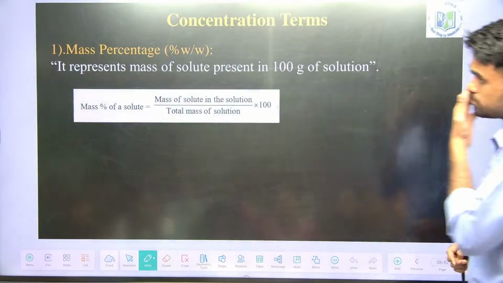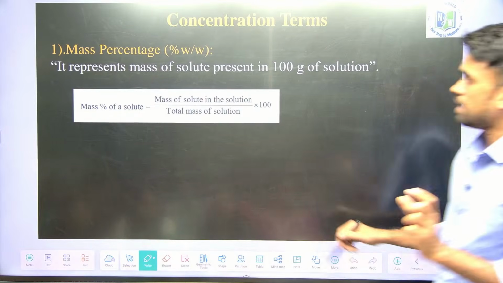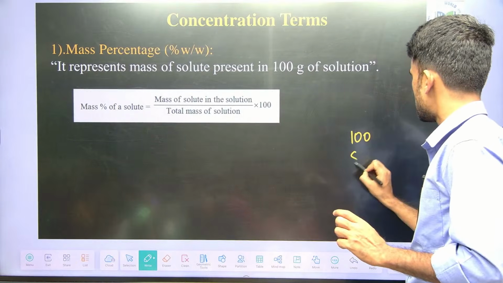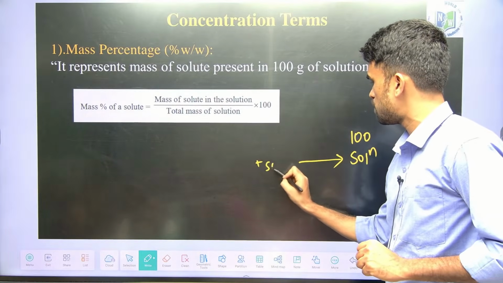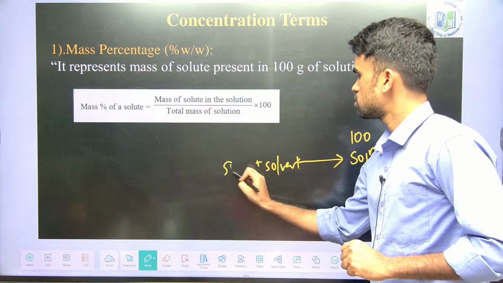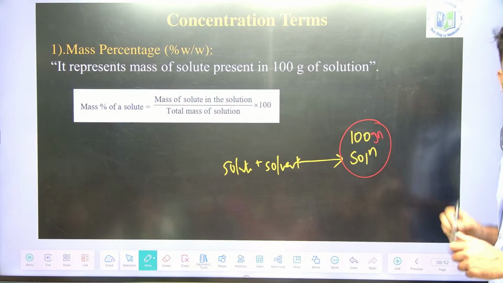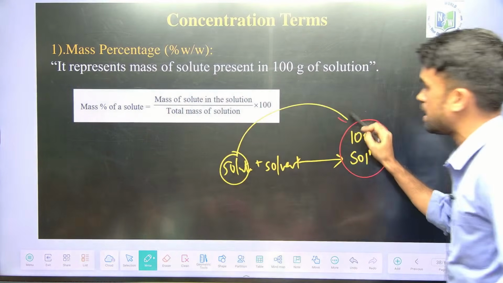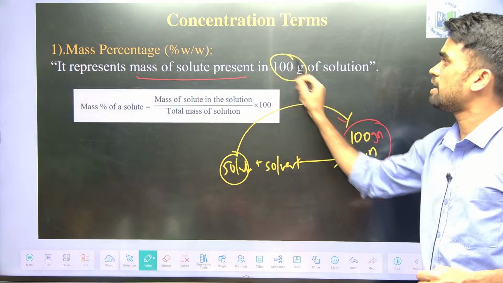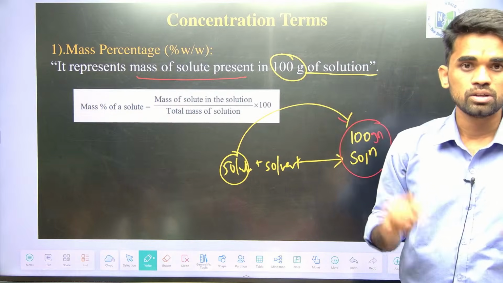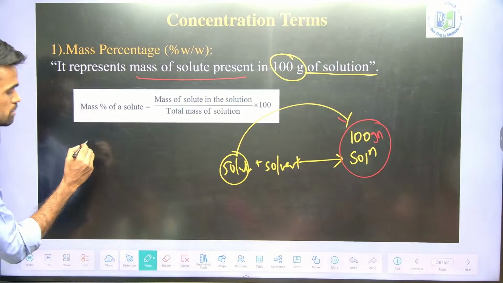First one, mass percentage or weight percentage. Percent means if you are taking 100 grams of solution, the solution contains solute plus solvent. To make this 100 grams of solution, how much solute are you adding? It represents the mass of solute present in 100 grams of solution, called mass percentage or weight by weight percentage. Here I am giving you one simple example.